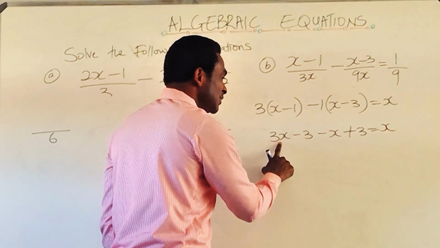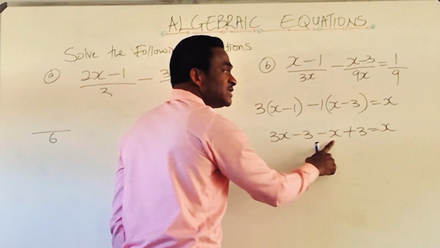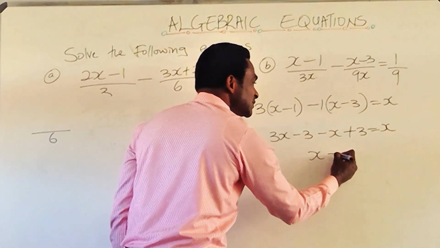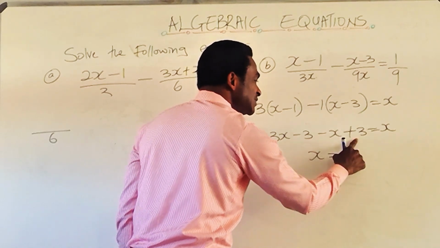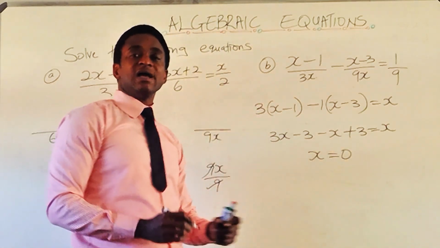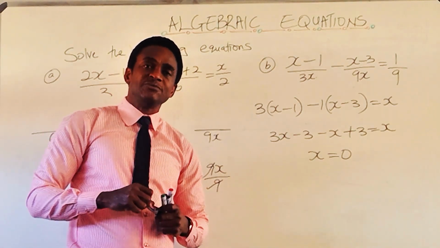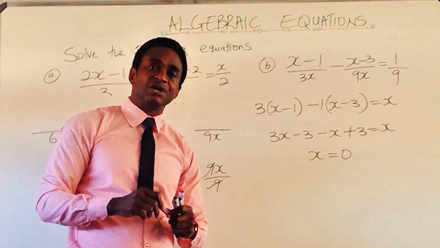Let's calculate it. 3x minus x is 2x. x crossing over becomes minus. 2x minus x is x. And we have negative 3 plus 3 is 0. So in this case, x is 0.